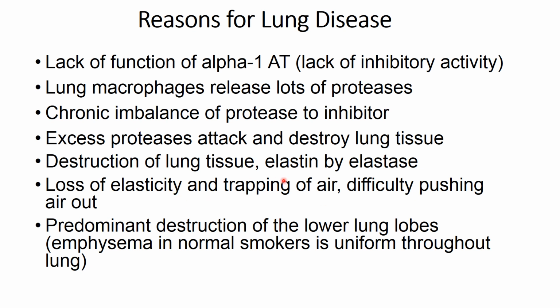If elastin is lost, the air is trapped more in the lung. It is difficult to push air out. Several times you see alpha-1 antitrypsin patients purse their lips and force the air out of their lungs. Very interestingly, alpha-1 antitrypsin deficiency destroys mainly the lower lobes of the lung, while normal emphysema, caused mainly by smoking, uniformly destroys the lung.